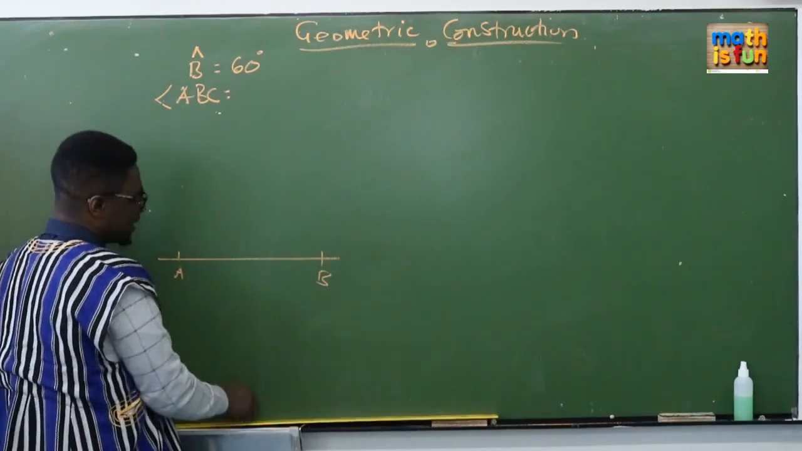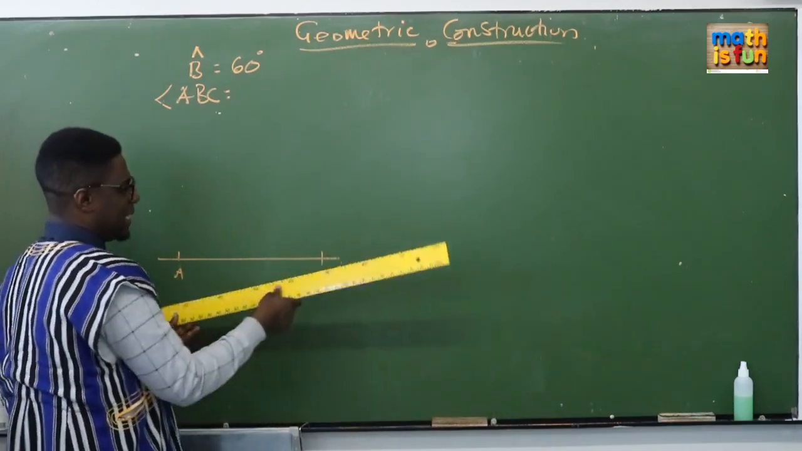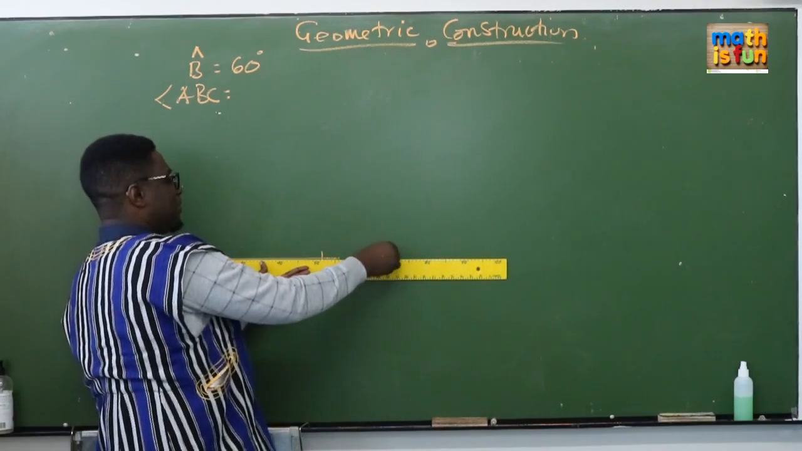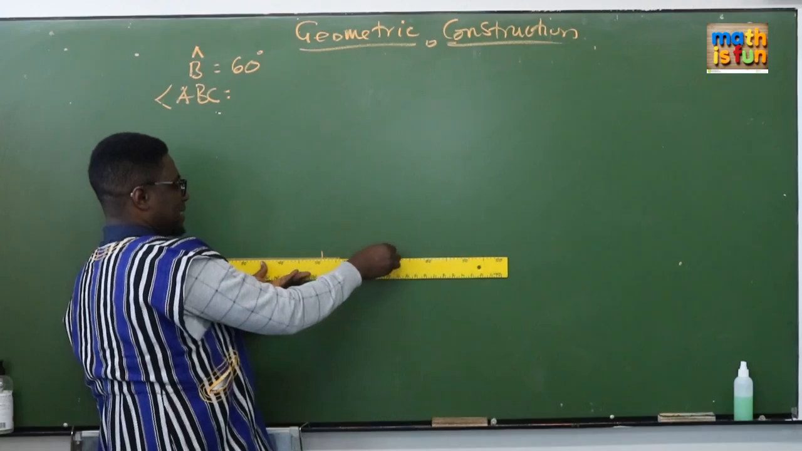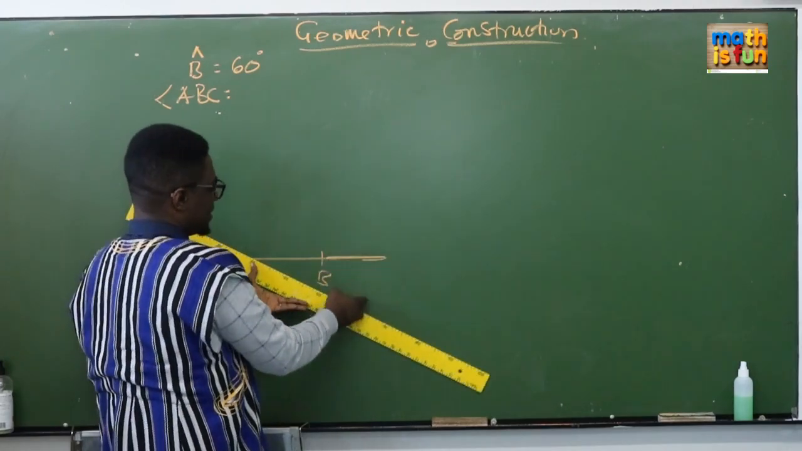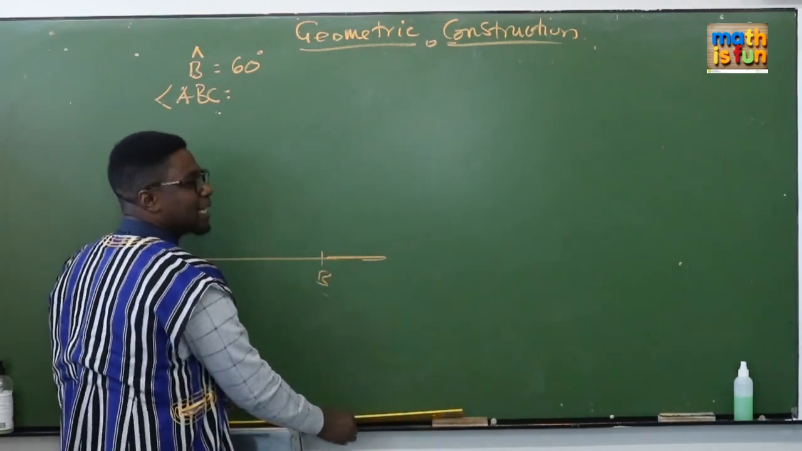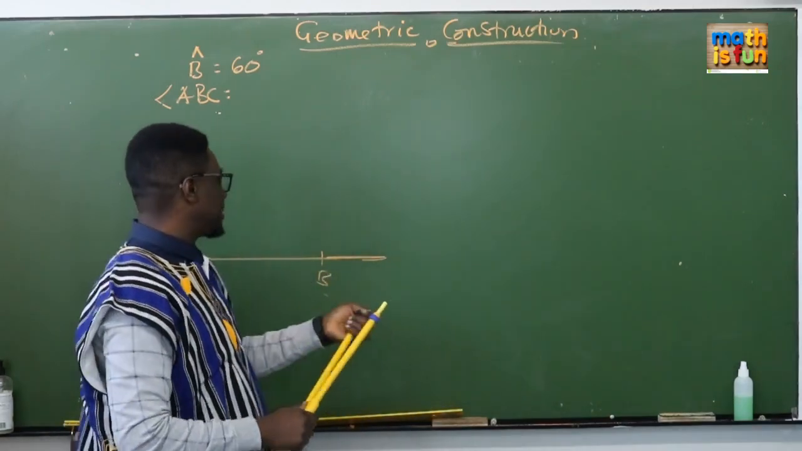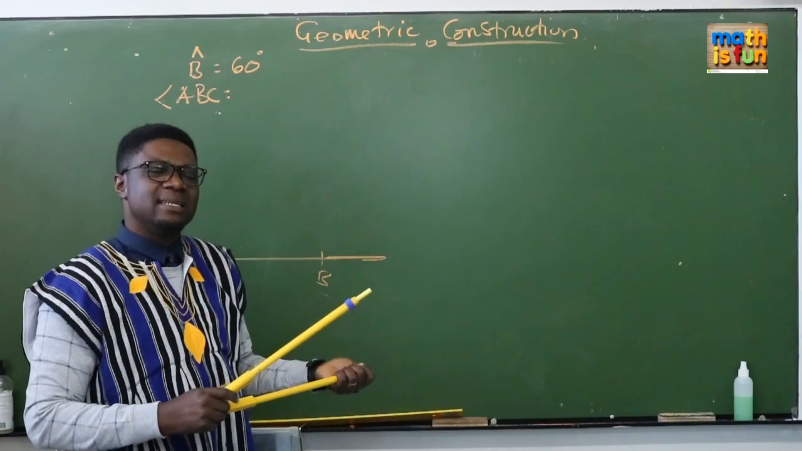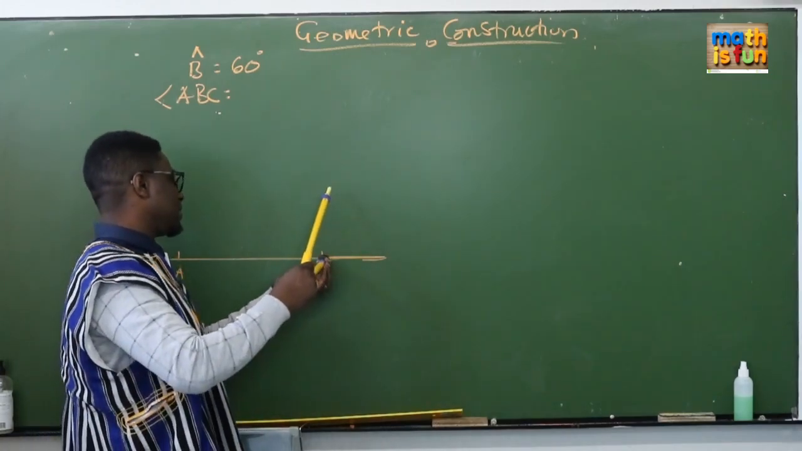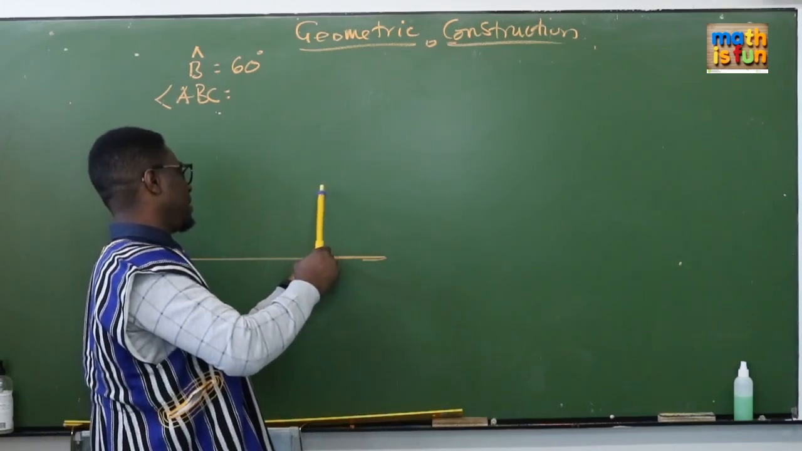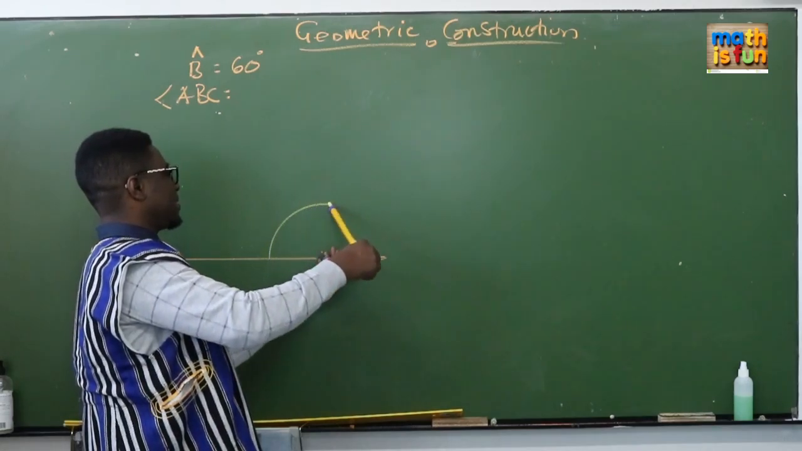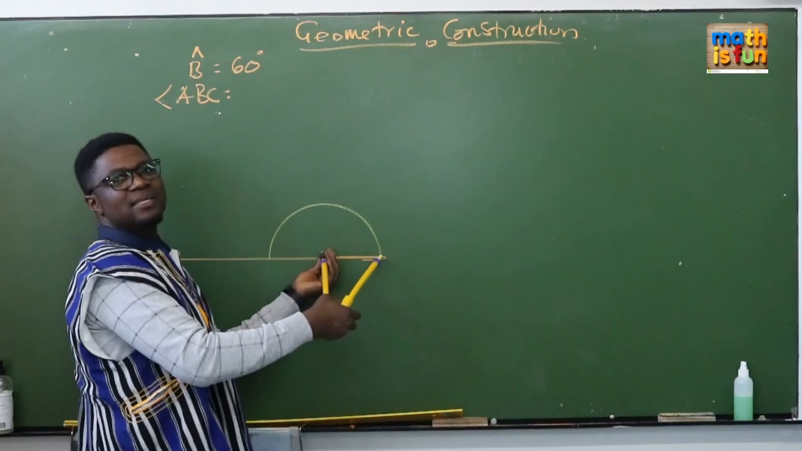Since I'm restricted, I always advise my learners that whenever you're doing construction, make sure you have excess lines, and one thing that you must avoid is double lines. So I'm constructing 60 degrees. The easiest thing that I can do is that I pin here and I construct a semicircle like that.